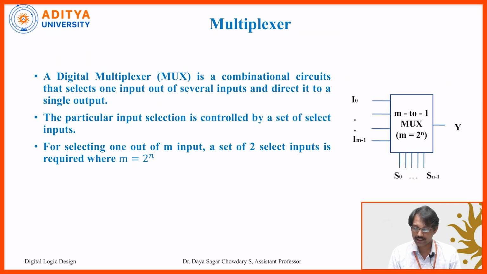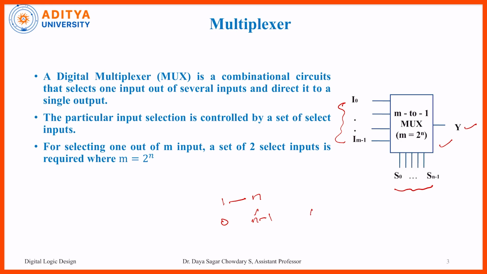Coming to the block diagram, it contains the inputs, the output and the selection lines. Most of the time we call the inputs 1 to n, if there is more than one. If we start from 0, then it is n minus 1. That is why the input representation is from I0 to Im minus 1, where m is the final highest input, hence m minus 1.